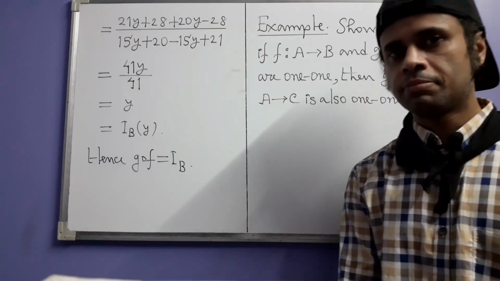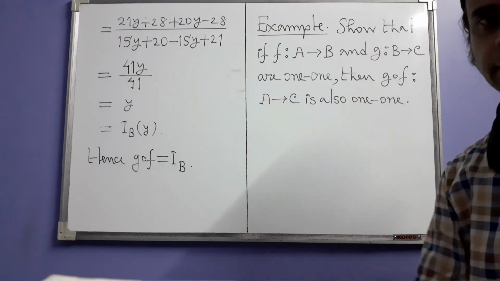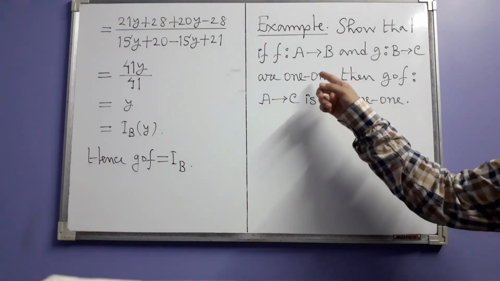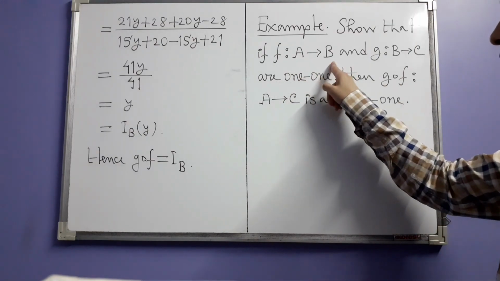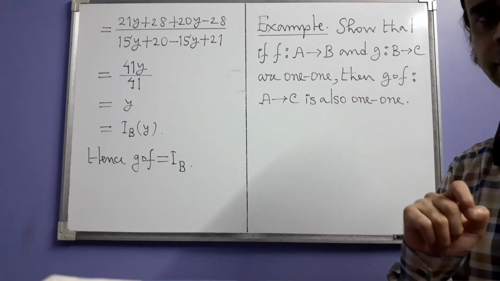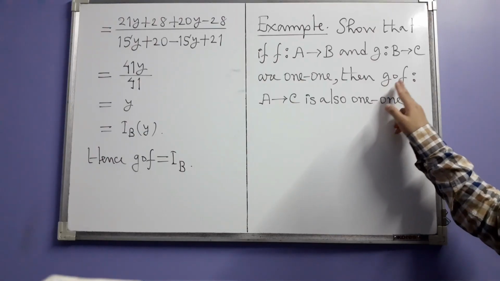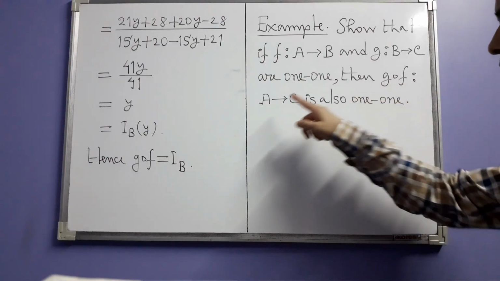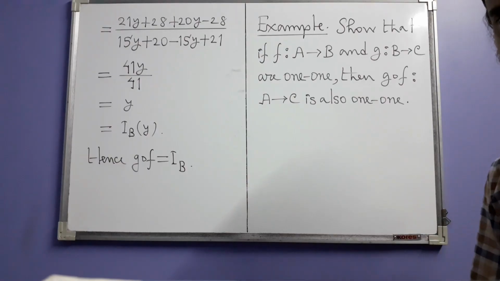This next example is theoretical in nature. Here we don't have any concrete function. Instead, two 1-1 functions are given: F, which maps A into B, and G, which maps B into C. Both of them are 1-1, injective. Then we have to prove that their composition, G composition F, which maps A into C, is also 1-1. That is also injective. It's actually a result.